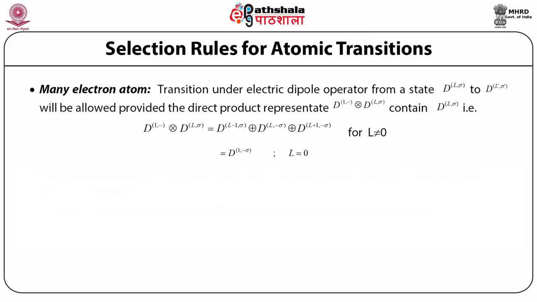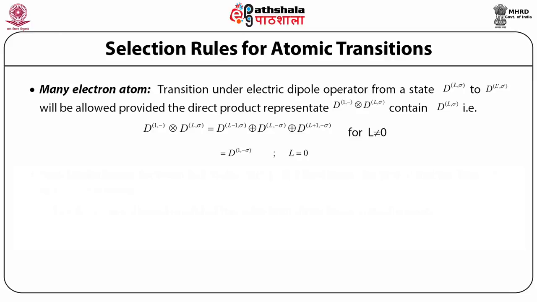Now a transition under the electric dipole operator from a state DL sigma to DL prime sigma prime will be allowed provided the direct product representation D1 minus with DL sigma contains DL prime sigma prime. Remember that the dipole operator transforms as D1 minus, so we have to take the direct product of D1 minus with DL sigma.